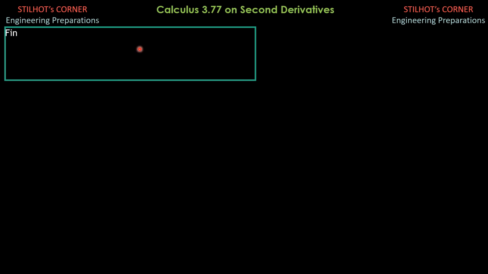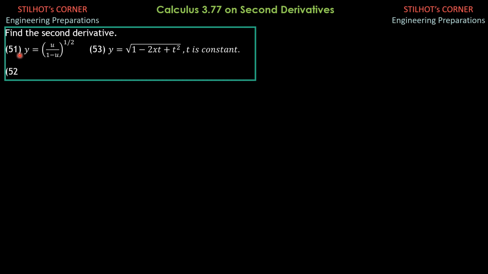So here we go. There are 4 exercises here. Find the second derivative. 51. This is taken from Love and Rainville's book. So y equals quantity u over 1 minus u raised to 1 half. 52. This one. 53. Where t is constant. 54. y is equal to 1 minus 2xt plus t squared. This time x is constant.